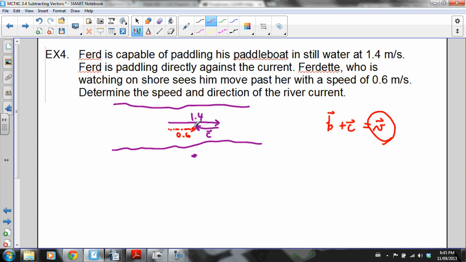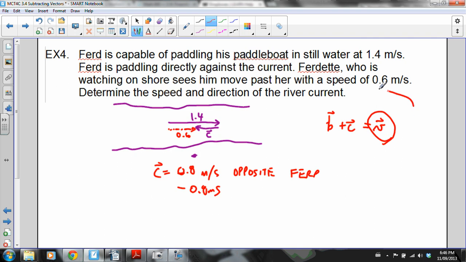It's not too hard to see because they're kind of in the same direction. The current is just 0.8 meters per second opposite to Ferd, right? Opposite Ferd. Or we could say that it's negative 0.8 meters per second.